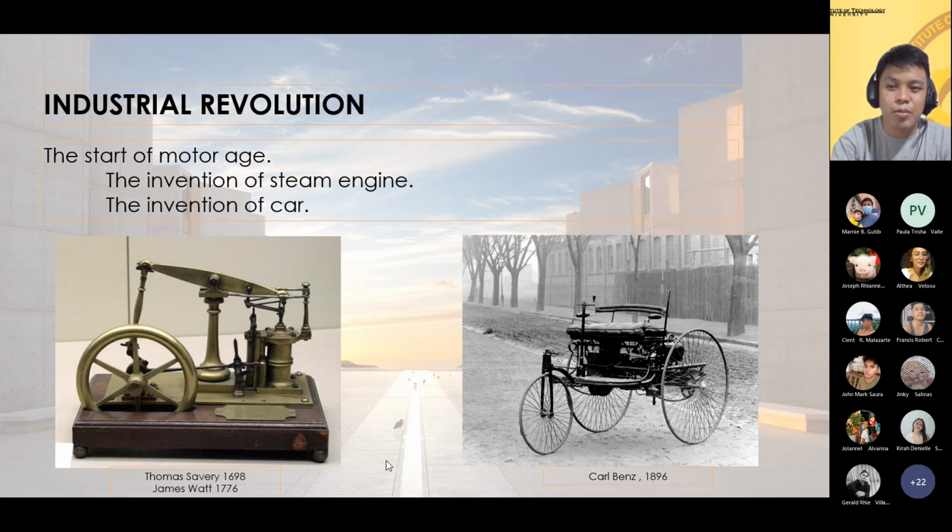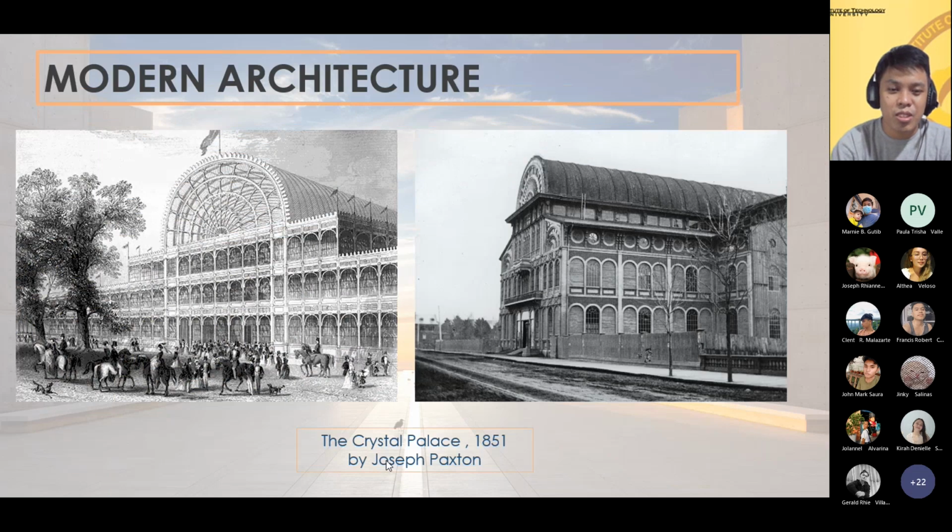So from that industrial revolution and those invention of steel, it leads to creation of new building designs such as this one. So this is the Crystal Palace in 1851 by Joseph Paxton. So remember this before when we discussed the buildings and the building types, wala pa yung mga architects. So this time around in history of architecture for modern architecture, naay mga architects. So here, the Crystal Palace designed by Joseph Paxton in 1851.